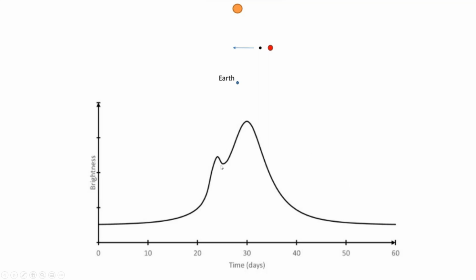Now, here are some key things you want to look at. Notice the spacing. The spacing that you have here is a good indication of mass.